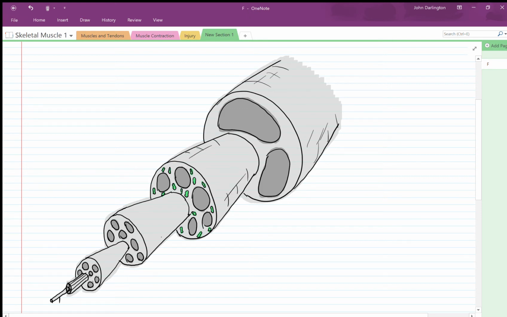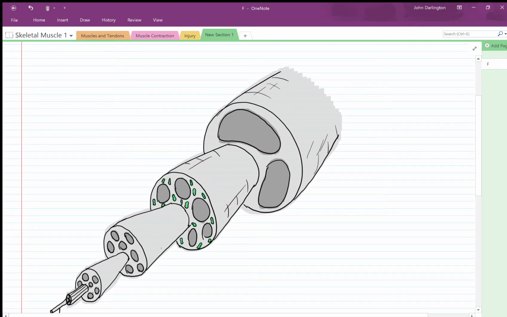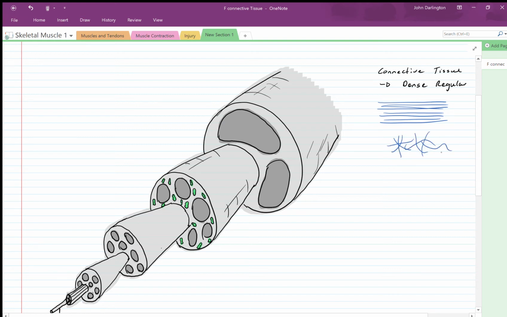So let's get started. A tendon is a type of connective tissue. And what kind of connective tissue is it? Well, it's a dense, regular connective tissue. And what does that mean? Well, that means that the fibers run in quite a parallel and uniform order, so they all run in roughly the same direction, as opposed to irregular, which are sort of all over the place, which you would find underneath the dermis and such.